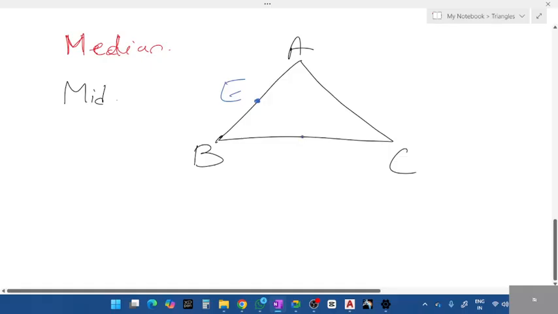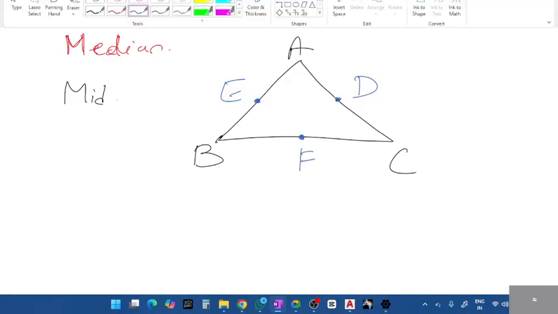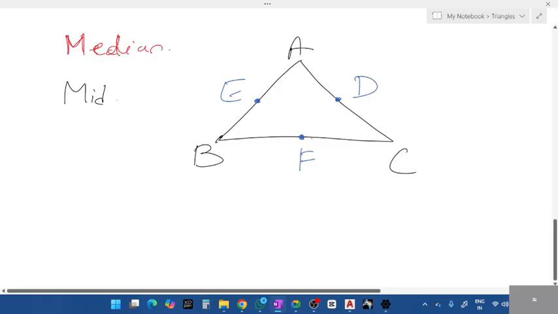Okay, for BC, I'll again put a point, students, a point. E, F, D. All these three are known as medians, midpoints. So what I would do is, F is opposite to angle A. I'll connect F.